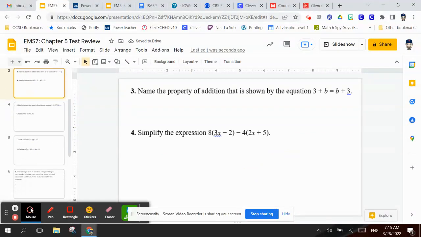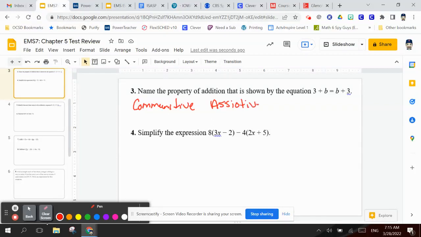Number 3 says name the property of addition that is shown by the equation 3 plus b equals b plus 3. So as you remember, there's 2 that we could choose from. There is a commutative and associative. Associative uses parentheses, such as 1 plus 2 plus 3 equals 3 plus 2 plus 1. Okay, the grouping doesn't matter. You still get the same answer.